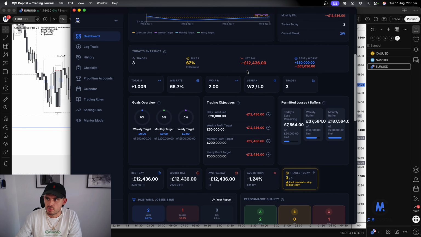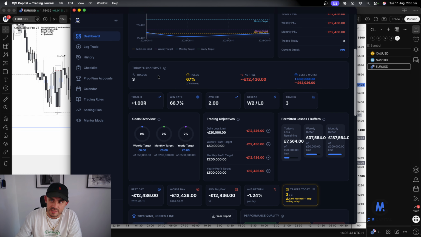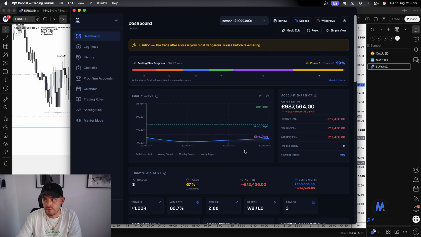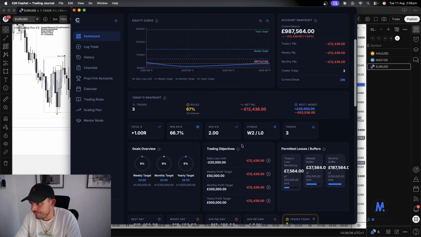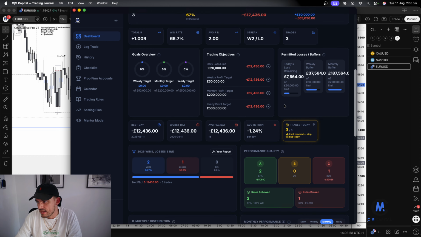So there we go. So rules followed. Look, you're getting some snapshots of today because we've taken 3 trades today. Rules followed with 67% because we had 2 trades that were good and then 1 trade that was bad. Best and worst, net profit. So far we're 12 grand down, which is not very good, is it? So there we go. So that is that.